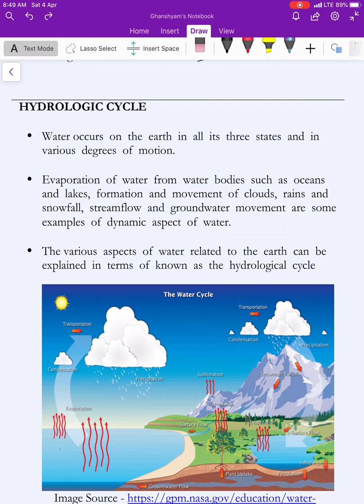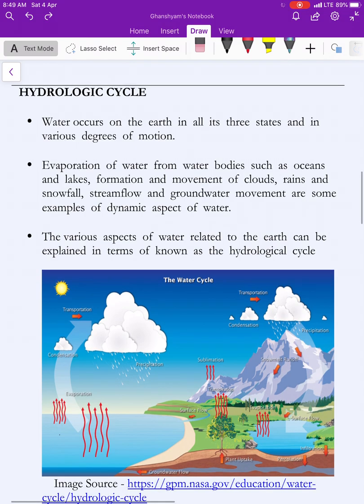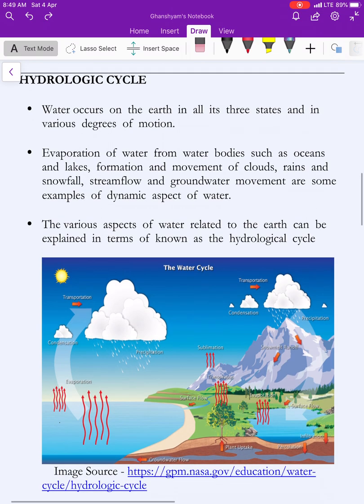Next is the hydrologic cycle. So this is a very interesting cycle. You might have learned this in your senior secondary or secondary school, where it was known as the water cycle. So this cycle is basically the motion of water. Water can have three states: solid, liquid and gas. Solid is ice, liquid is water, and the gaseous form is water vapor. So how these three forms interchangeably come in this cycle, that is our main concern.